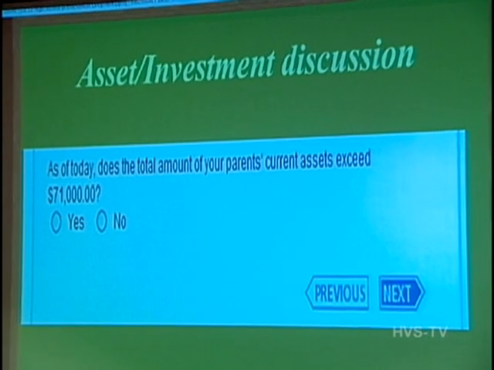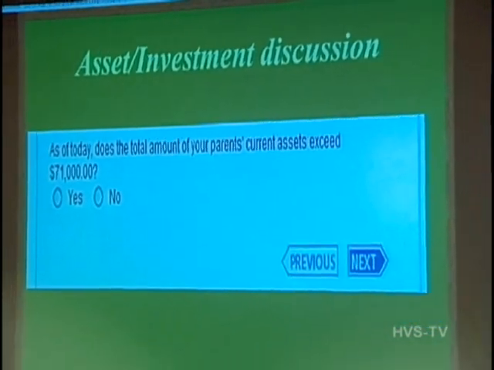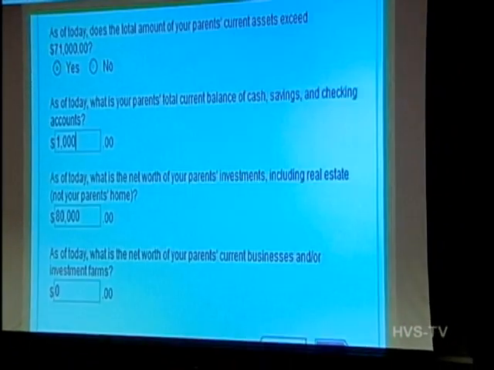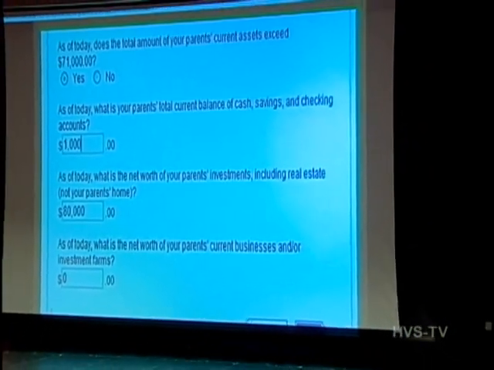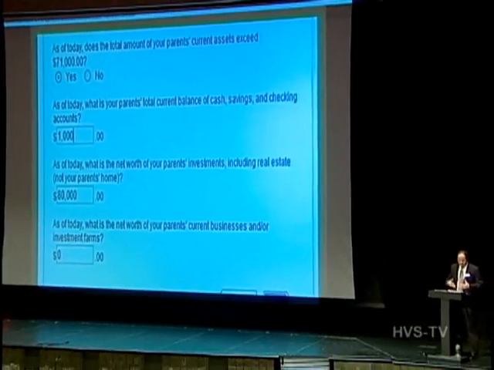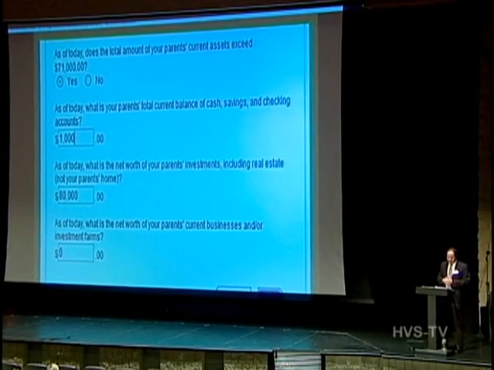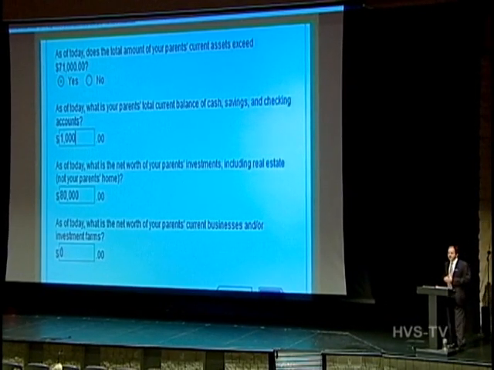Parent that is 60, about $61,400. Okay? Next slide. It says, as of today, does the total amount of my parents' current assets exceed $71,000? If they do not, then I would answer no. That means that up to $71,000 of my parents' assets would not be included in the formula. I'm going to answer yes to this question.